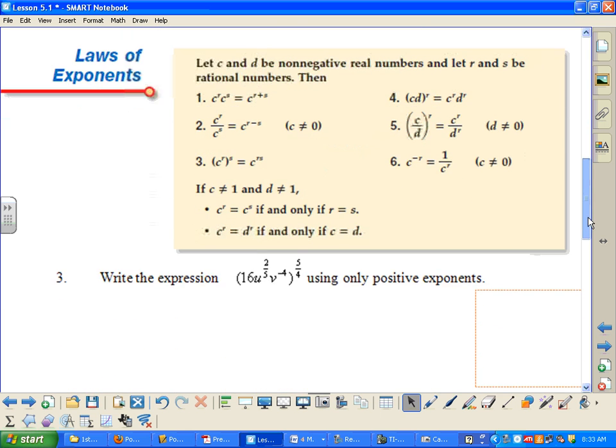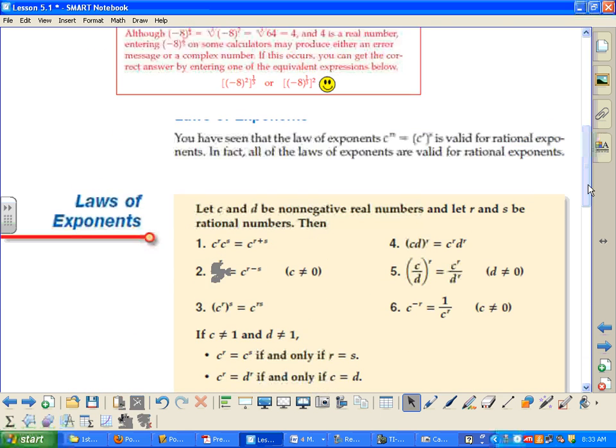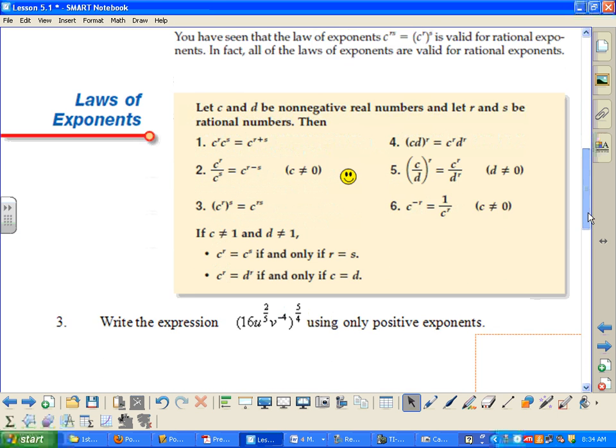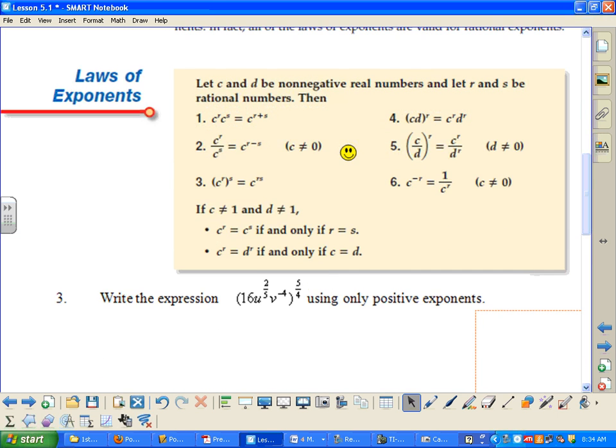So here's a reminder of all the laws of exponents too. When we multiply with the same base, we add the exponents. When we divide with the same base, we subtract them. If I have a power raised to a power, then we multiply them. So in this case, it would be r times s.